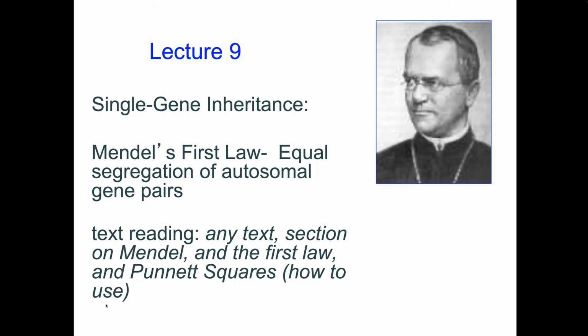Meiosis is the division that we focus on in genetics because it's the division that leads to the gametes, which are passed on to offspring. And now we're going to start looking at single gene inheritance.